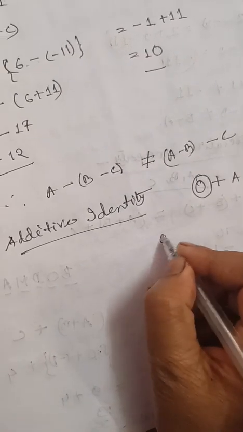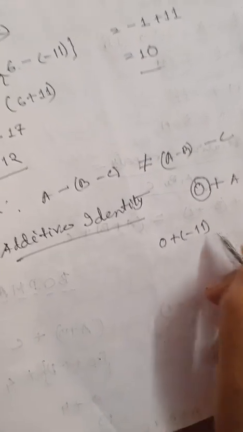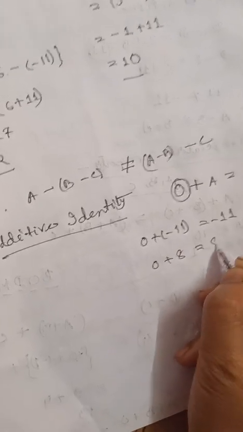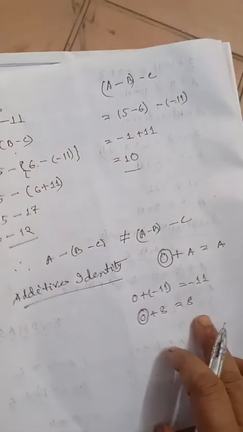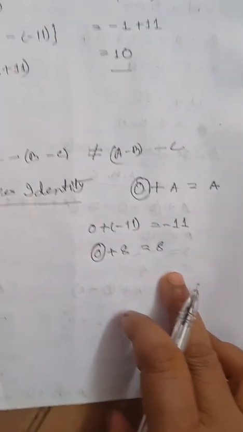Okay, suppose 0 is added to negative 11, what you get? Negative 11. Suppose 0 is added to 8, what you get? 8. So the value does not change. Okay, that is called additive identity.